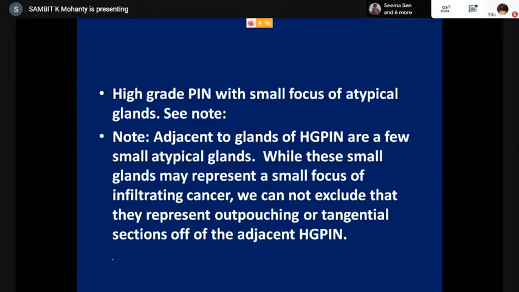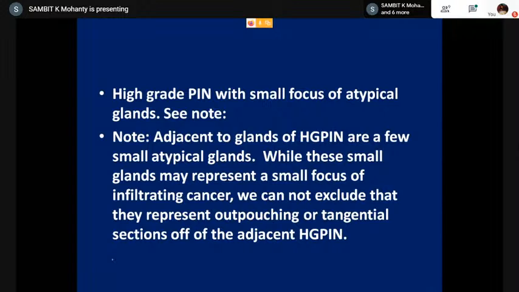So what is PIN ATYP? It is when you see high-grade PIN in a biopsy with a small focus of atypical gland when you do not know what it is. So what note or comment are you going to write? Adjacent to glands of high-grade PIN, there are a few small atypical glands. While these small glands may represent a small focus of infiltrating tumor, we cannot exclude that they represent outpouching or tangential sections of the adjacent PIN.